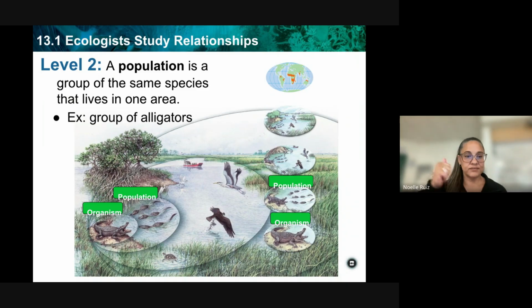Level 2 is a population, a group of the same species that live in one area. So you can see the circle got a little bit bigger and it includes a group of alligators. We're not including any other animals yet, just the group of the same species, the alligators.